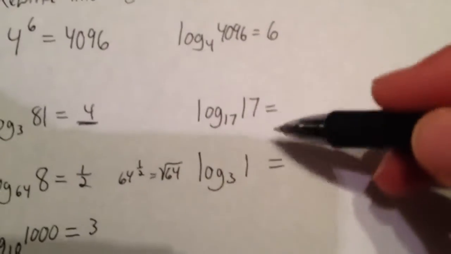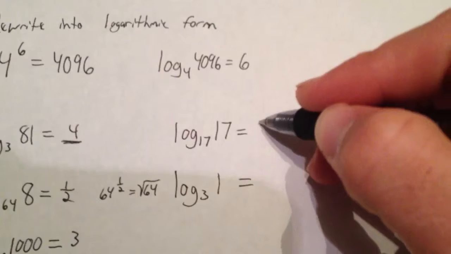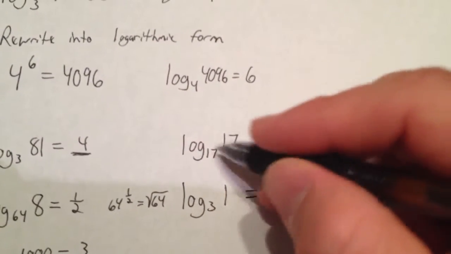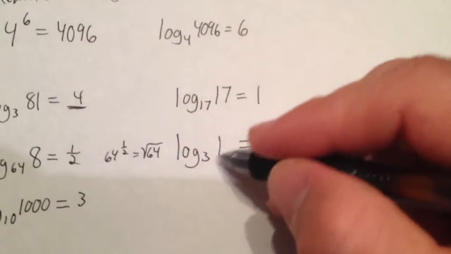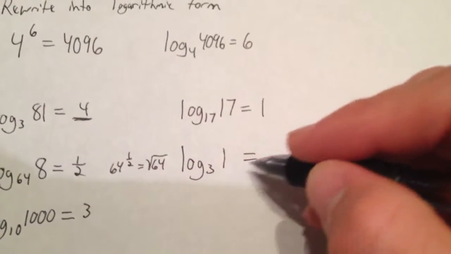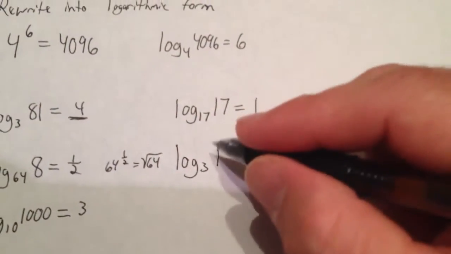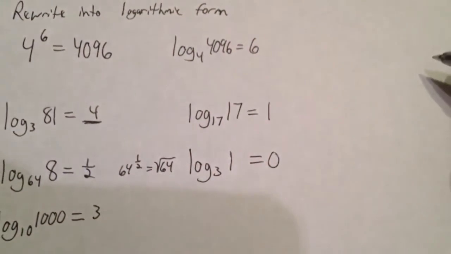Some of these should always be easy. When you have log base 17 of 17, you're always going to have 1, because 17 to the 1st power is 17. So anytime you take a logarithm of the base, you're going to have 1. Same thing if you take a logarithm of 1, it should be an easy one. 3 to what power is 1? 3 to the 0 power is always going to be 1. So those should always be some easy ones that you can do.